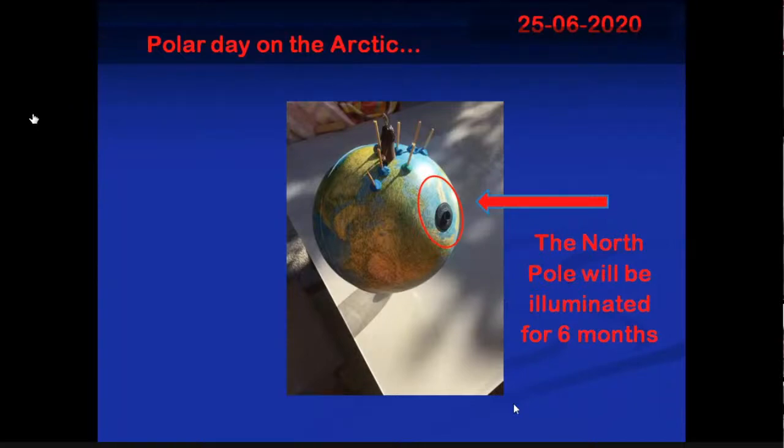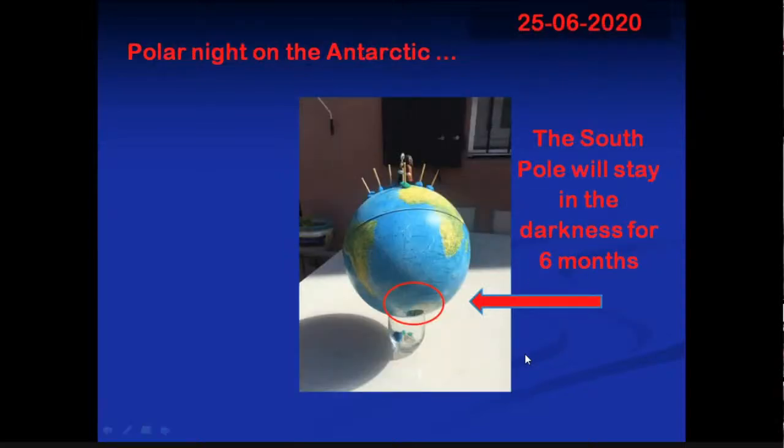A few days later, we studied the polar day in the Arctic. Being summer in the northern hemisphere, we can see that the whole north ice cap is illuminated. And here we say that it would be illuminated for 6 months. That's not correct. The days would be much longer, and some of them would be fully day and not night, but it doesn't last 6 months. Similarly, when it's winter in the southern hemisphere, the South Pole in the Antarctic will be dark for most of the 6 months, and that would be the polar night.